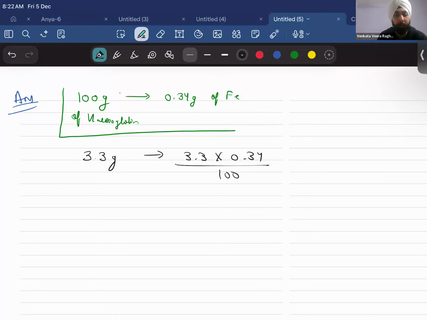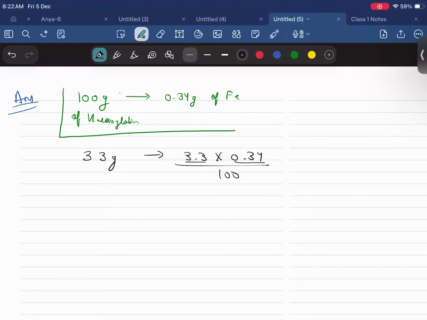Because it's 0.34% of any amount of hemoglobin you take. So I'm doing that only. 3.3 grams is the amount of hemoglobin I took, into 0.34, which is the percentage, and divided by 100 because it's in a percent. I hope it's clear, right? Yes, sir.